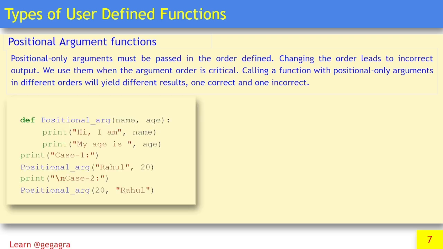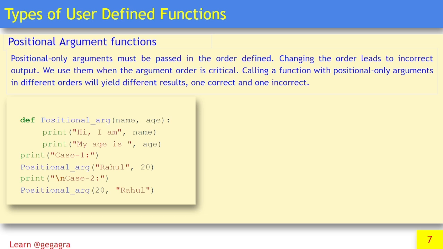See here, positional arguments: name comma age. So print "hi, I am" and name. Here, this is the parameter and these are the positional parameters: age, hi, I am, name. Whatever is the value of name is printed here. Similarly, "my age is" and whatever value of age will be printed here.